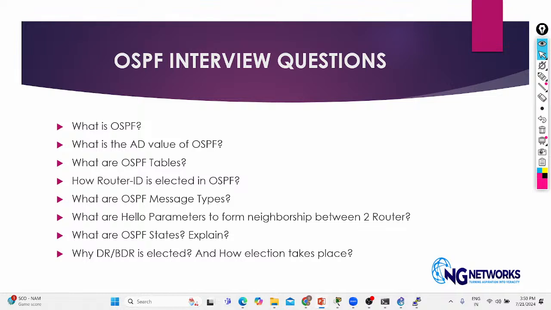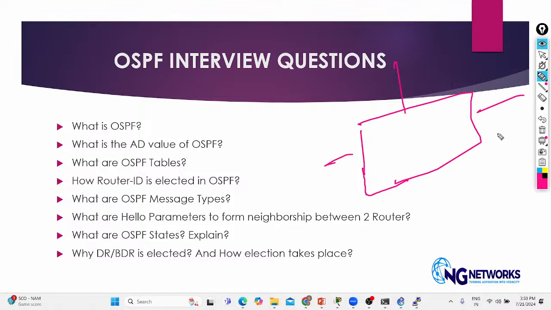Then what are OSPF message types? We have already discussed the hello parameters to form the neighborship between two routers. We have already discussed what the OSPF states are. We have already discussed why a DR is elected and how the election takes place. DR is elected because of a scenario where you have a multi-access segment. Multi-access means one switch is connected to multiple routers, and then no router has a direct neighborship with another router. In this scenario, all the routers need to maintain multiple adjacencies with the other routers.